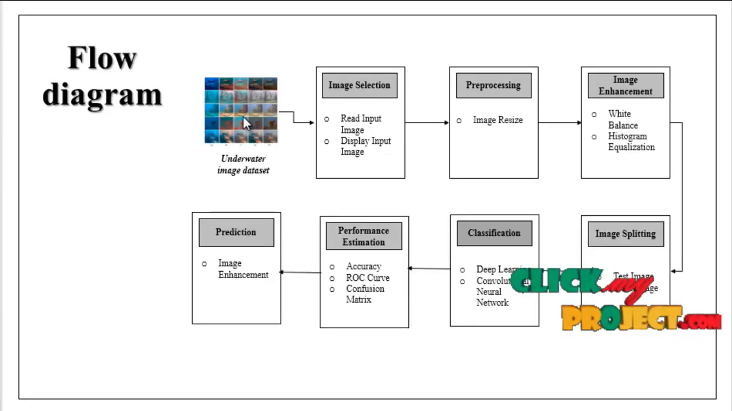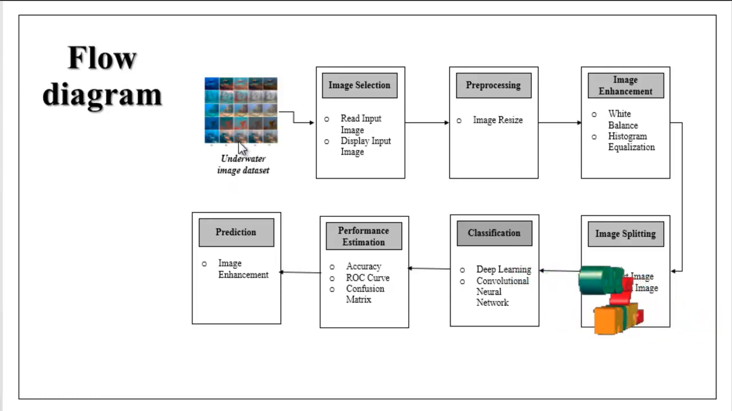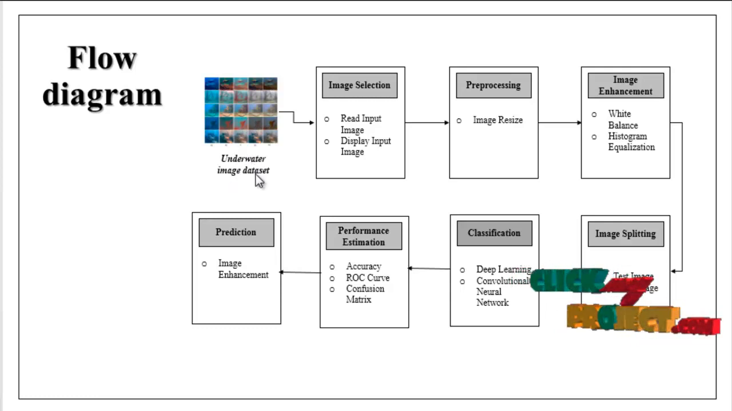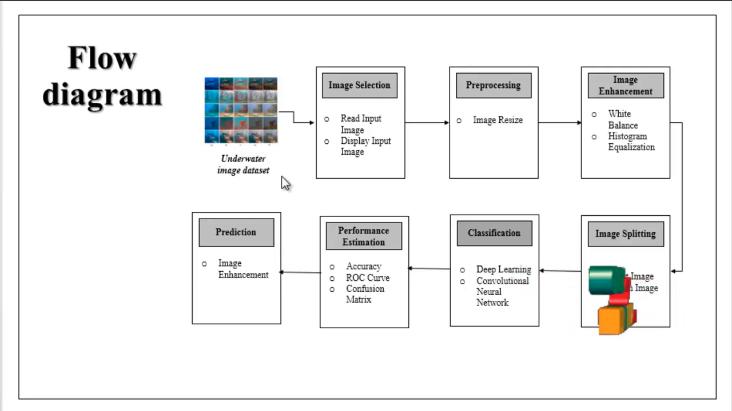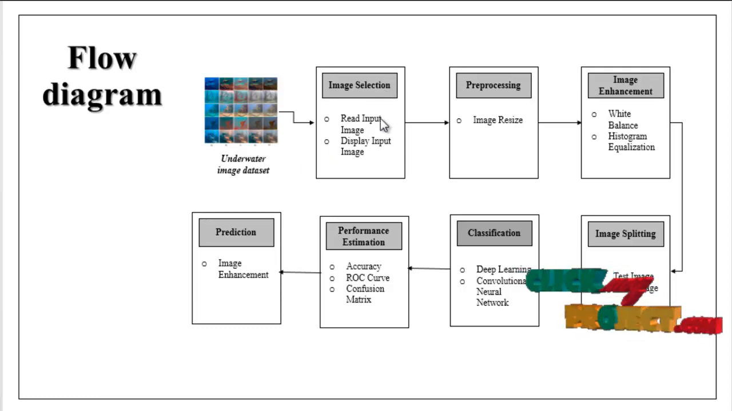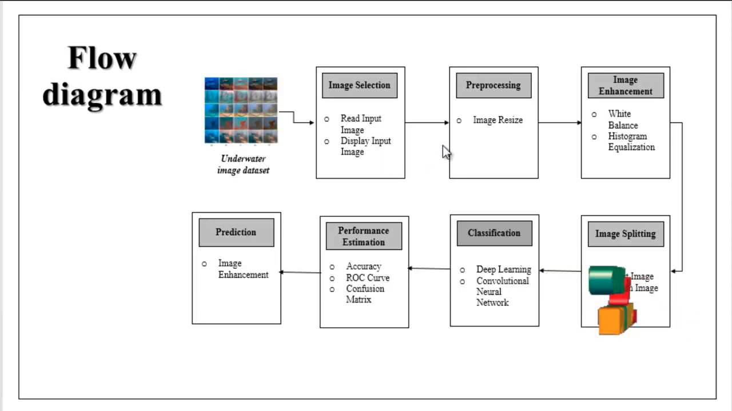This is the flow of our project. Here we are taking the dataset as an underwater image dataset. The dataset was collected from dataset repositories like Kaggle, GitHub and so on. Then image selection. Here we select one input image from our dataset, read the input image as well as display it. Then the selected image is carried to the pre-processing module. Here we resize the original image.